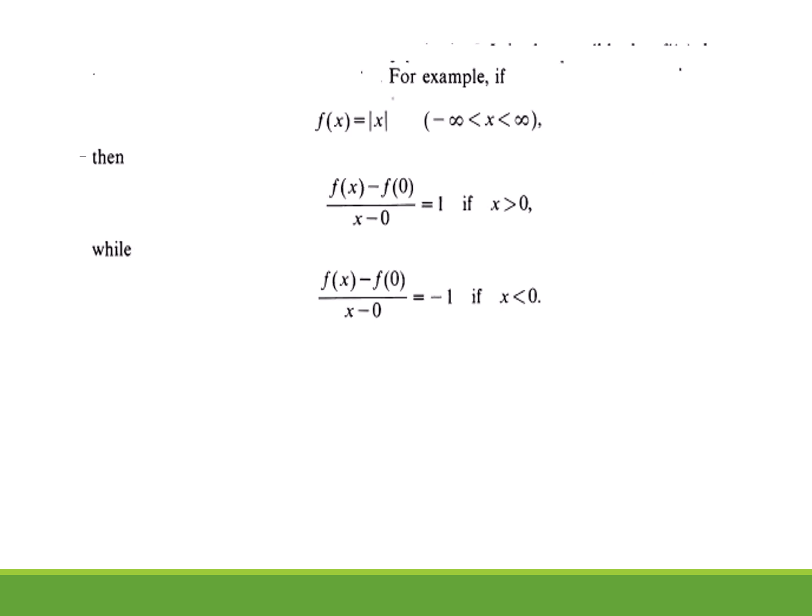For example, if f of x equals modulus of x, for minus infinity less than x less than infinity, then (f(x) minus f(0)) divided by (x minus 0) equals 1 if x is greater than 0, while (f(x) minus f(0)) divided by (x minus 0) equals minus 1 if x is less than 0.